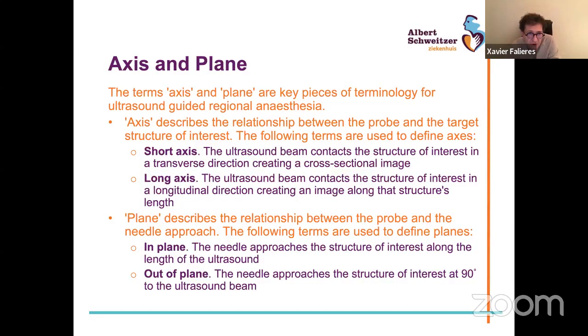What is very important to know are the definitions you will read in books or from the New York Association of Regional Anesthesia: what is the axis and what is the plane. You will see the term axis. Axis is the relationship between the probe and the target. Short axis, mostly used for nerve block: the ultrasound beam contacts the structure of interest in the transverse direction, creating a cross-sectional image.